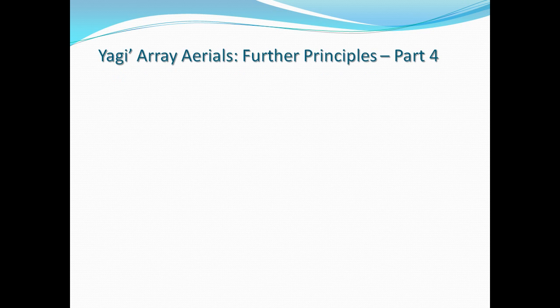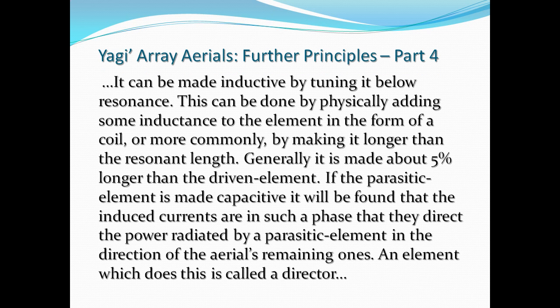Yagi array aerials, further principles, part 4. It can be made inductive by tuning it below resonance. This can be done by physically adding some inductance to the element in the form of a coil, known as a loading coil, or more commonly by making it longer than the resonant length. Generally, it's made about 5% longer than the driven element.